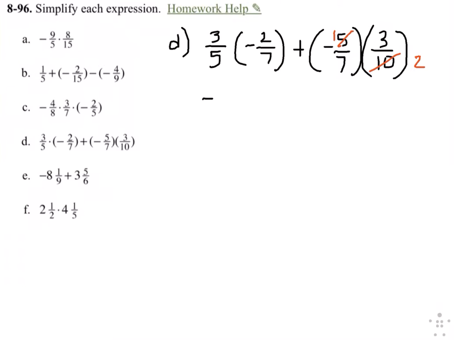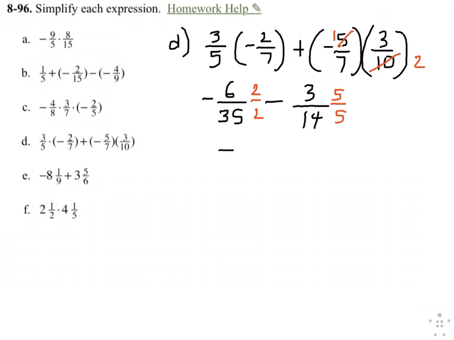So now I have negative, right? Positive times negative. Negative 6/35 plus, on this side, I have a negative, right? So let me just make it negative, right? It's plus a negative, right? So it's minus. So I have minus 1 times 3 is 3. 7 times 2 is 14, right? And now we need a common denominator, right? 14 goes into 70, and 35 goes into 70. Okay, so 70 is our common denominator. So I have to multiply this by 2 over 2, and this times 5 over 5, right, to get 70.